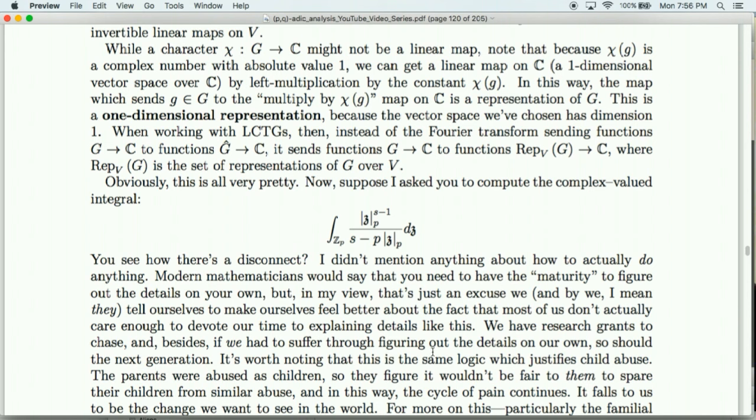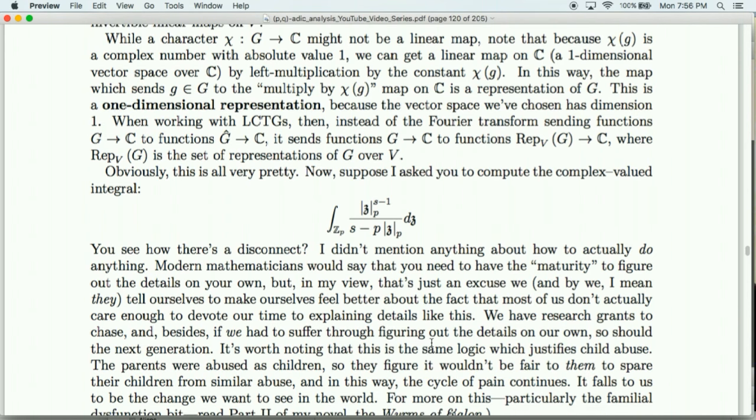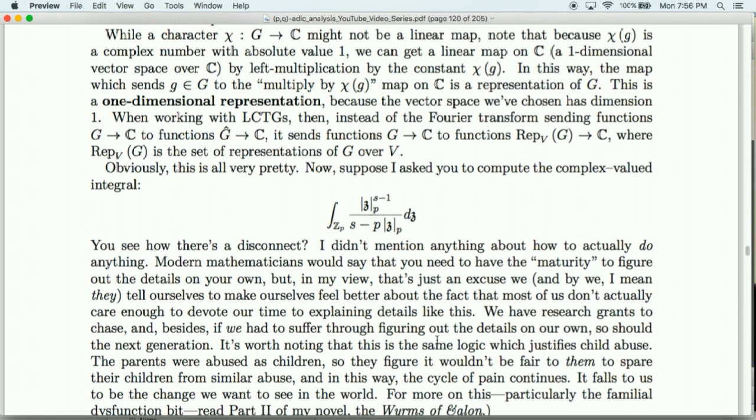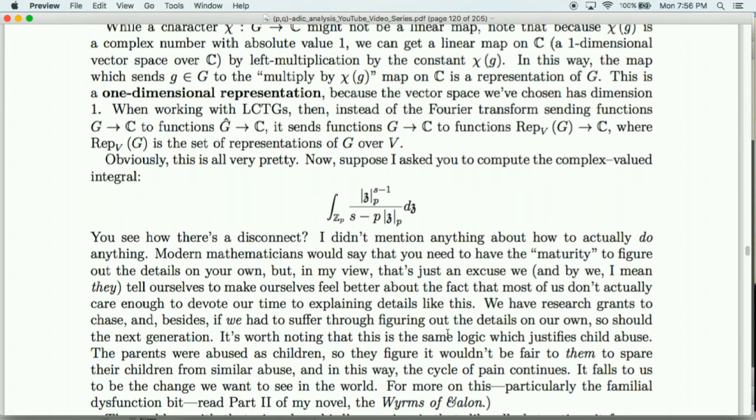We have research grants to chase, and besides, if we had to suffer through figuring out the details on our own, so should the next generation. And it's worth noting that that same logic is what justifies generational child abuse. The parents were abused by their parents, so they figure it wouldn't be fair to them to spare their children from similar abuse, and so the cycle of pain perpetuates. It falls to us to be the change we want to see in the world.